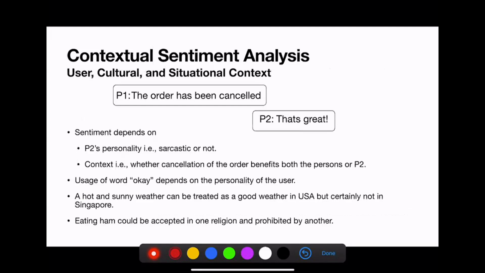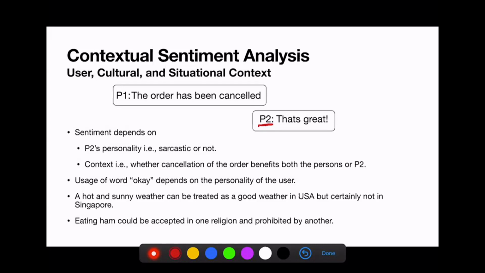Okay, next, user, cultural and situational context. What is that? If you consider these two sentences, person one says the order has been cancelled and person two says that's great. Now, if you do not really know the nature of person two, it's very hard to detect whether this sentence is sarcastic or not. If you know that this person is sarcastic, there is a high chance that this sentence is sarcastic. But who knows, the cancelled order might be beneficial to person two. If that's the case, then the sentiment is positive, right? So yeah, these are the difficult things in sentiment analysis.